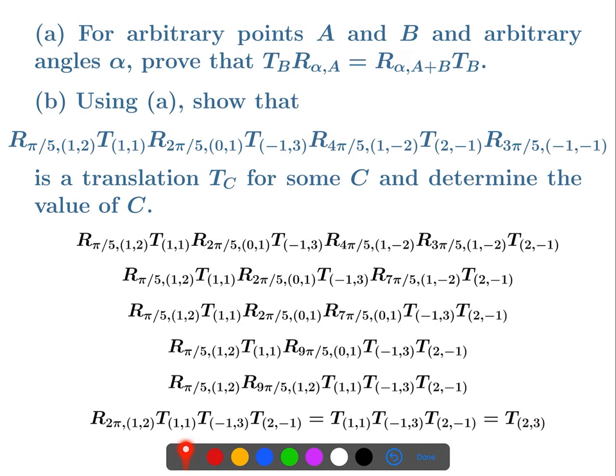So the product of these rotations that we started with equals this translation, so it is a translation, and the C in the problem is (2, 3). It's a translation by (2, 3). So that finishes this problem.